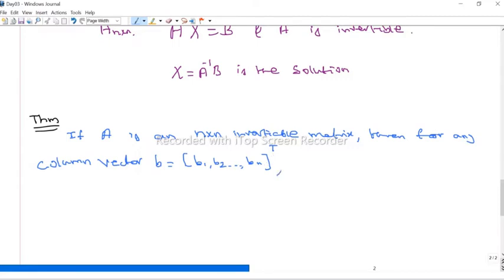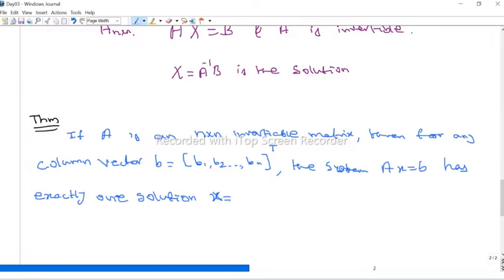Then the system Ax equal to B has exactly one solution, namely x equal to A inverse B. We call that x equal to capital X. So Ax equal to B has exactly one solution, and that solution X is A inverse B. Okay, that is the first one.